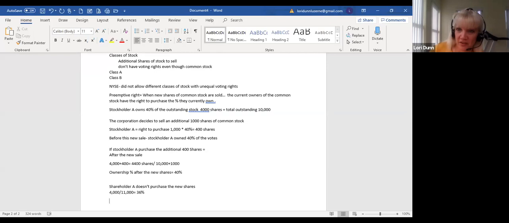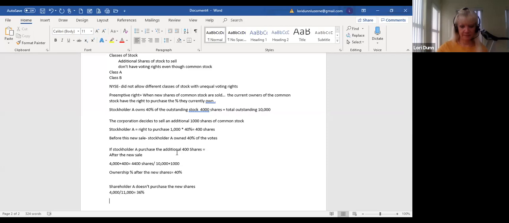So if they weren't offered those shares, this is a way that ownership percentages could be manipulated. So stockholders know, I have the right to maintain my ownership percentage if the corporation decides to sell more shares of stock. Preemptive right. Are there any questions on that? All right.